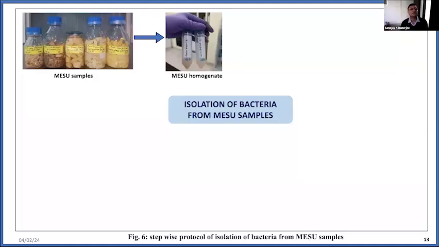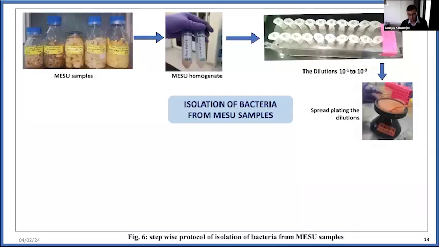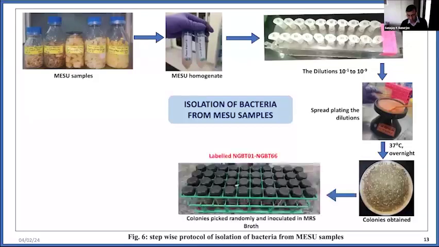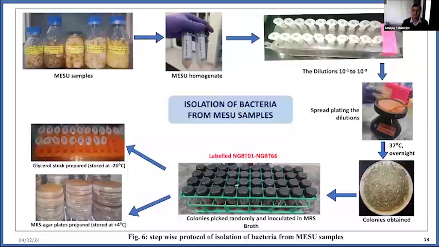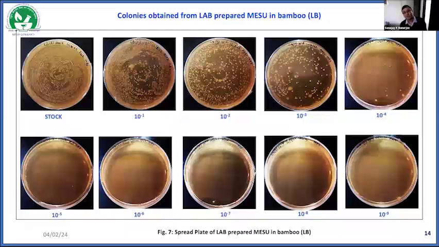We make a small homogenate in one small tube, then make different dilutions from 10 to the minus 1 to 10 to the minus 9, and put them onto MRS agar plates. After we get the colonies, we collect them and store them in glycerol stock. This is one example of a preparation. We put different dilutions, and you can see different colonies come up. We choose one of the best dilutions so that we can get very pure, isolated colonies.